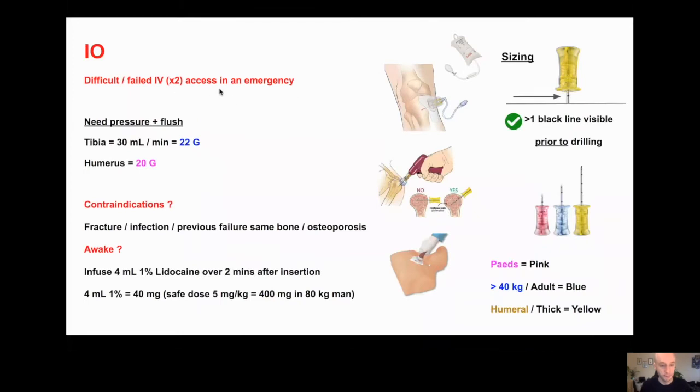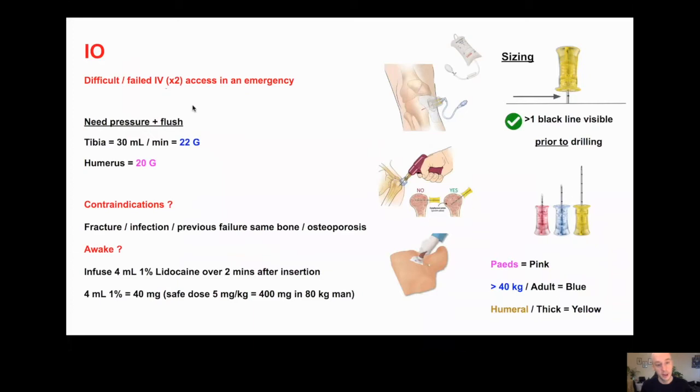Fine, IOs. So when would you use an IO? The rule from Resus Council is if you failed twice in emergency, just put an IO in. You're going to find the IO on the arrest trolley, and you will get to practice it once in ALS. So that's why I put it in this talk, to go over some of the points.